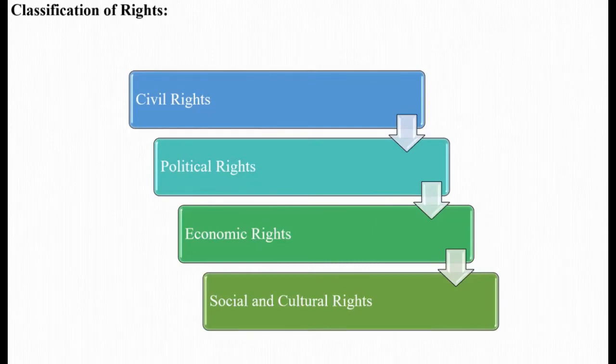Classification of rights. Human rights have been classified into civil, political, economic, social, and cultural rights. These rights have been embodied in the Universal Declaration of Human Rights, 1948, and in the International Covenant on Social, Economic, Civil, Political and Cultural Rights, 1966. Though they are not binding, many countries of the world, through their constitutions and various laws, have adopted them. They are as follows.